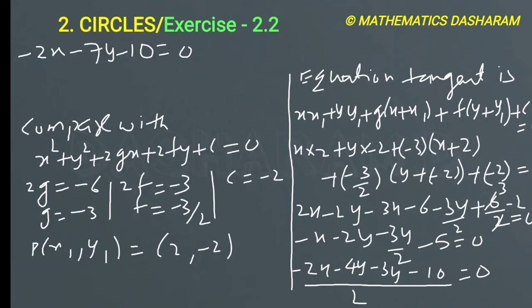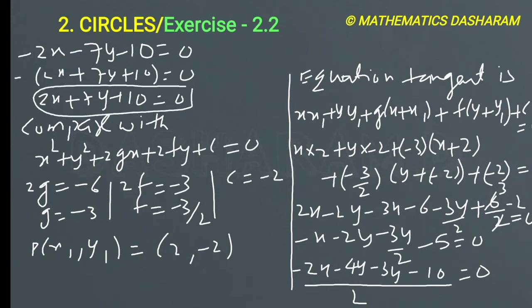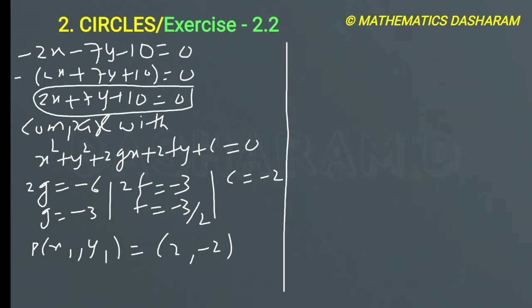Otherwise we can take the minus common, so minus bracket of 2x plus 7y plus 10 equals 0. So the answer is 2x plus 7y plus 10 equals 0, which is our required equation of a tangent. Next, the equation of a normal.